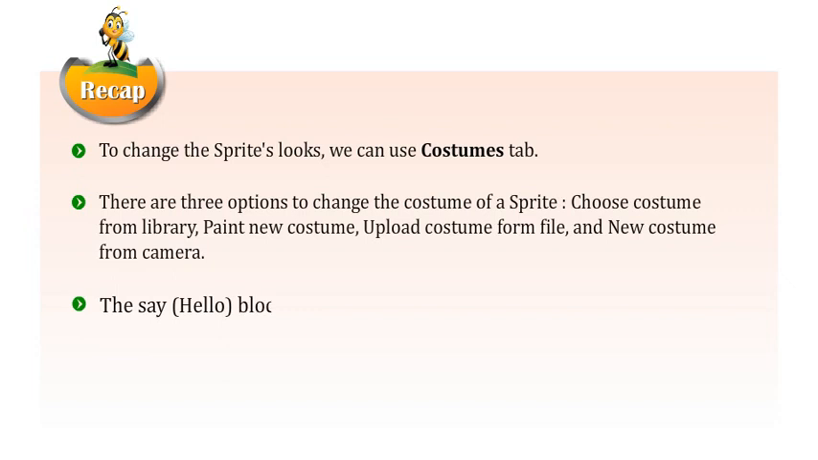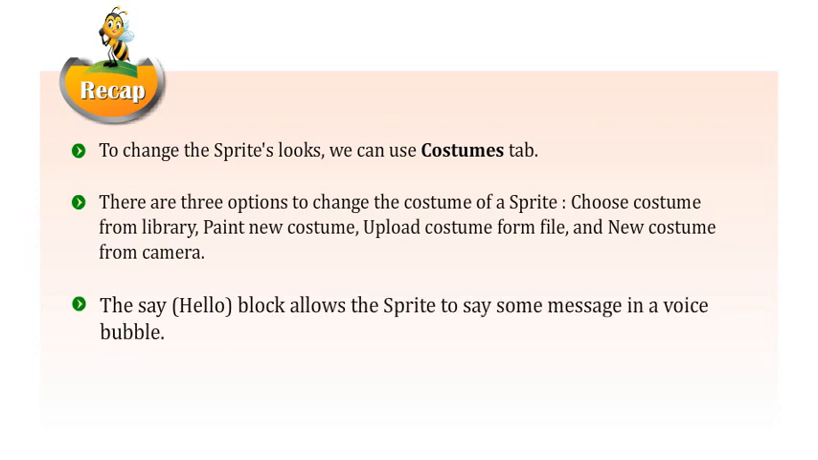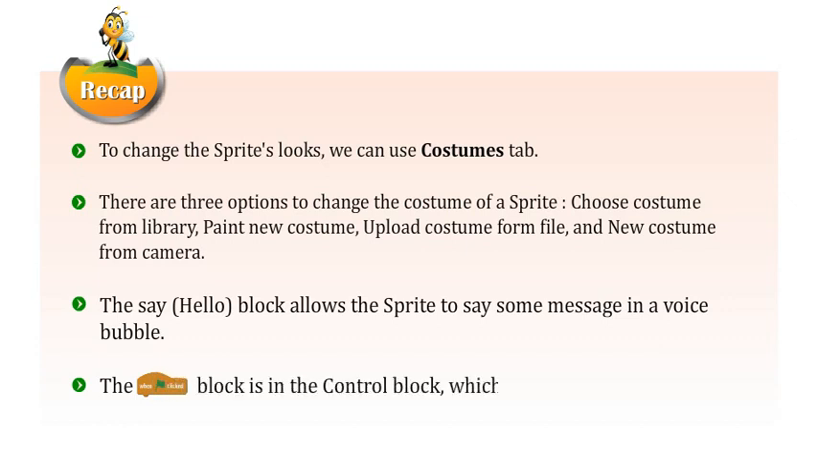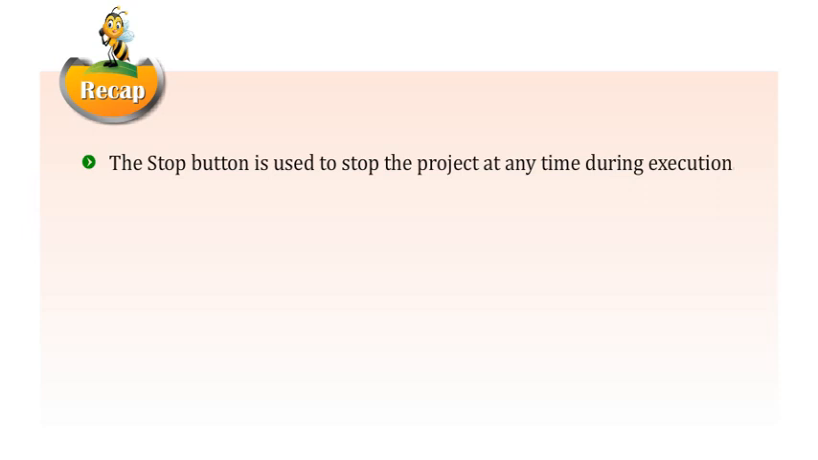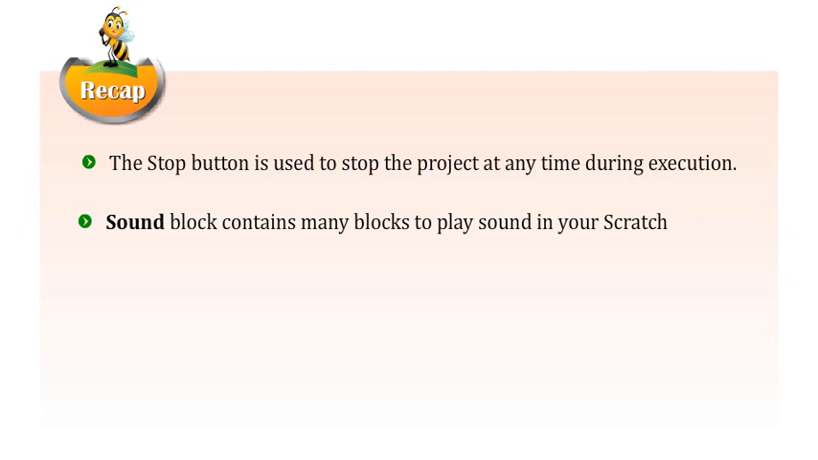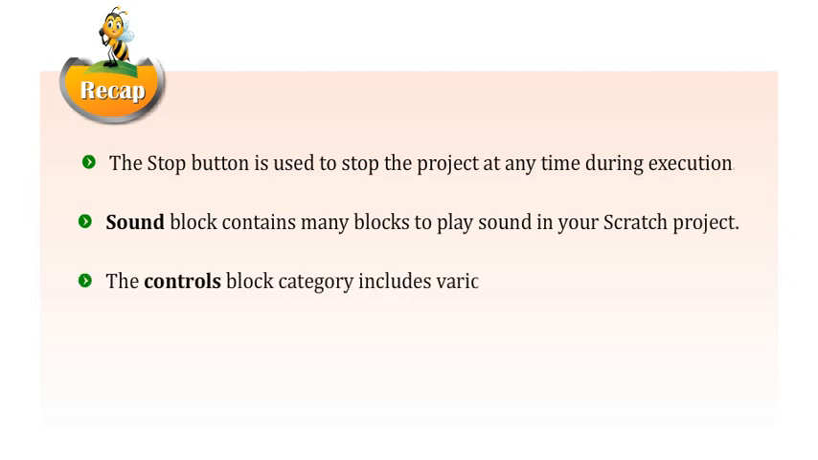The Say Hello block allows the sprite to say some message in a speech bubble. The When Green Flag Clicked block is in the Control block, which is designed to start a script. The Stop button is used to stop the project at any time during execution. Sound block contains many blocks to play sound in your Scratch project. The Controls block category includes various blocks to repeat the actions of the sprite.